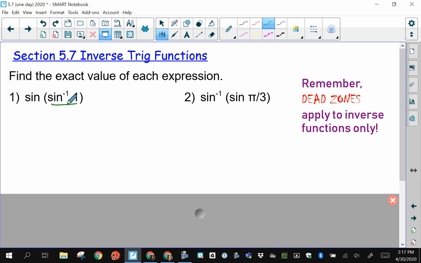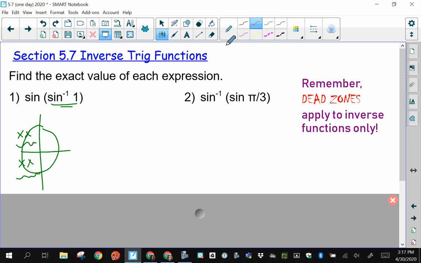What I see happen often is students will just come across a real straightforward sine or cosine question, and they're going to start thinking about dead zones. Be careful. Dead zones only apply to the inverses. So in example 1, we're being asked to find the inverse sine, so that means we should be considering dead zones.